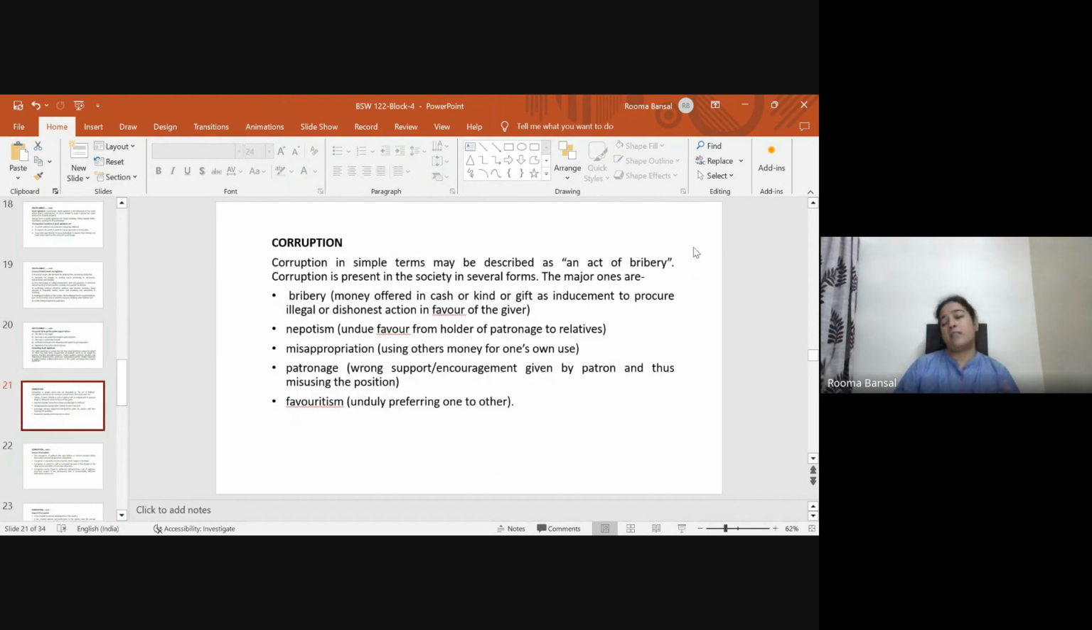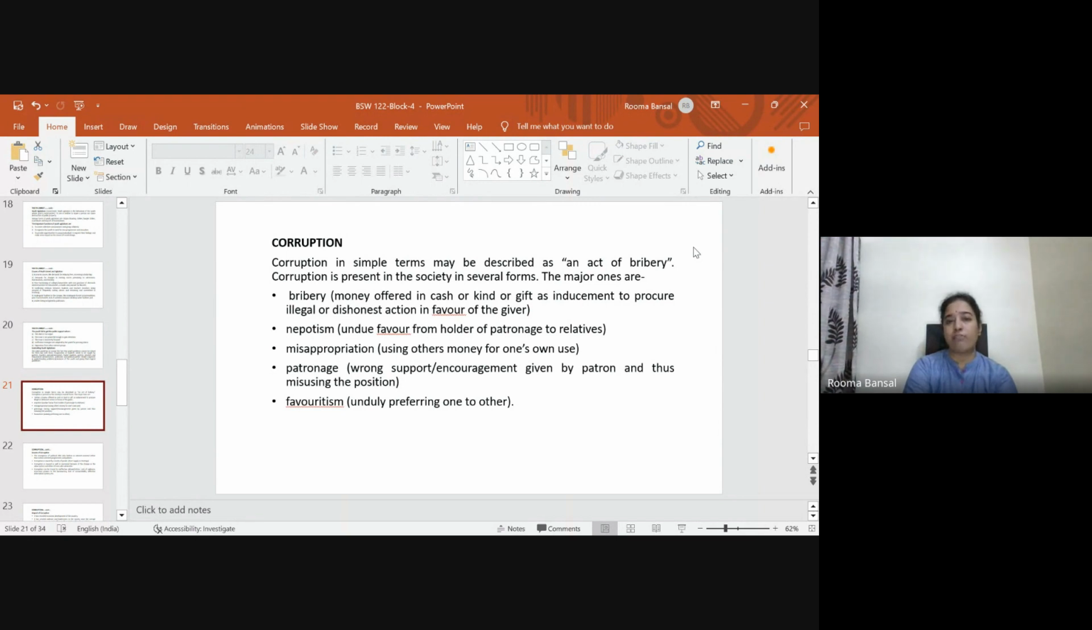Our next social problem is corruption. Corruption, in simple terms, may be described as an act of bribery. But this is not only bribery. Corruption is present in society in several forms. The major ones are: number one, bribery.